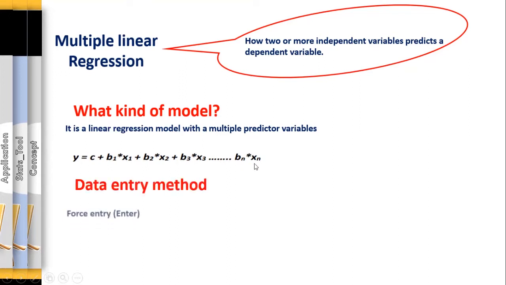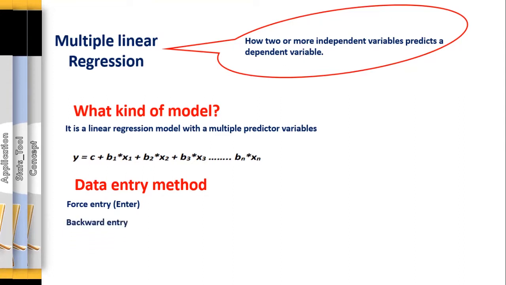Now, there are several methods that are used in entering data for the model analysis. The first one is the force entry, which is called the enter. Basically, this allows us to input all the predictor variables that we have into the model, and then the model does its own modeling. And it's basically the default for most regression analysis.